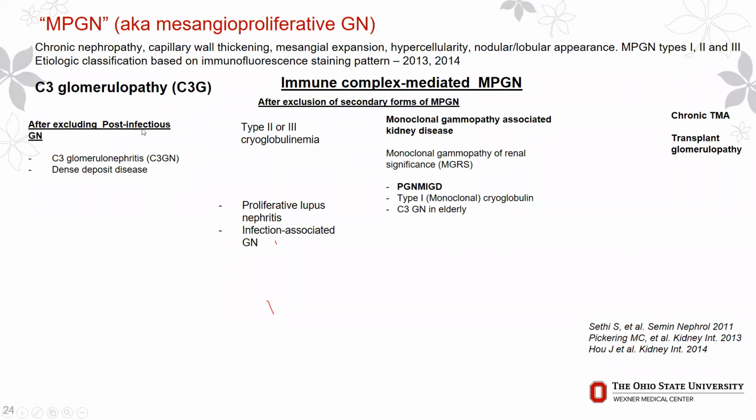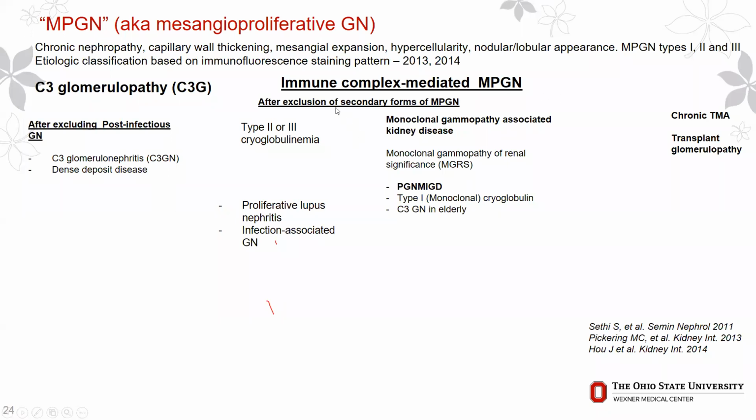But after 3 months or so, if the patient continues to have low serum complements and renal dysfunction, it's most likely C3G. And C3G can be either C3GN, where you have immune type deposits, or dense deposit disease, where you have those extremely electron dense, elongated, cylindrical, intramembranous deposits. The other type of MPGN is immune complex mediated MPGN, idiopathic immune complex MPGN, where you don't even have an obvious cause.